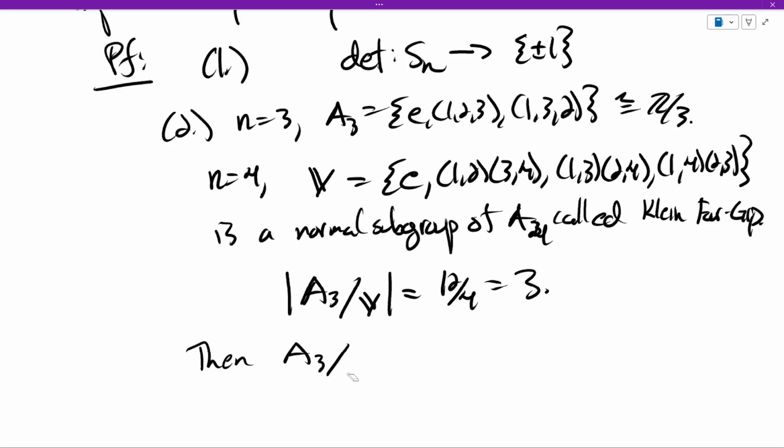Wow, I'm just getting worse and worse at writing these V's. A4 over V is cyclic of order 3. All right. In the next video, we're going to prove the insolubility by Ruffini radicals for the general quintic.